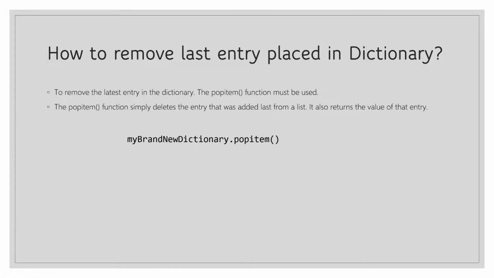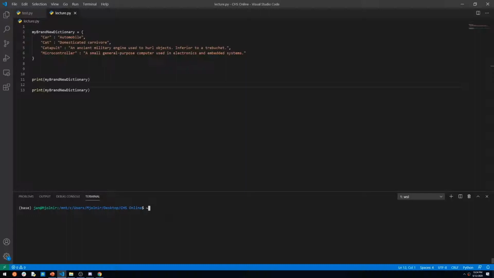But what if you want to delete the last entry in the dictionary? What if you don't know what the key is, and you don't care to find out? You just want to delete the last thing placed in the dictionary. Well, there's a function for that. It's called popitem. All it's going to do is delete the last thing that was placed in the dictionary. It will also return the value of that entry, just like pop does. So let's see that in action real quick.